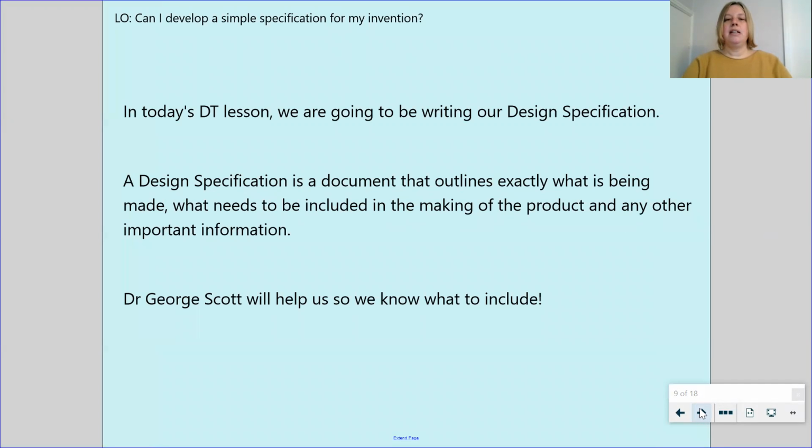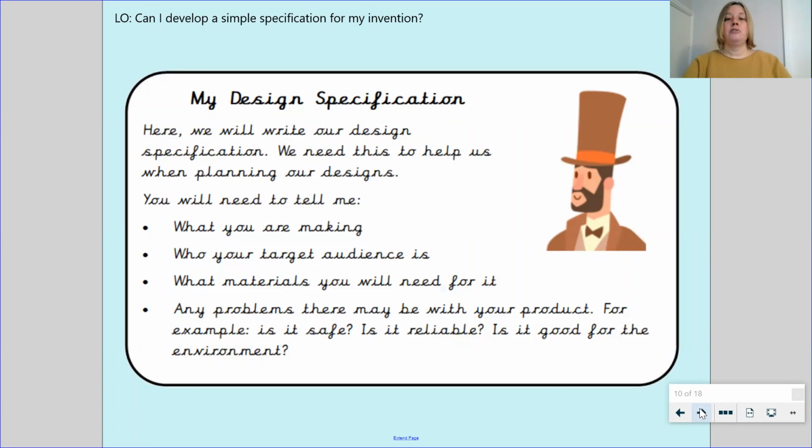In today's DT lesson, we are going to be writing our own design specification. A design specification is a document that outlines exactly what is being made, what needs to be included in the making of the product, and any other important information. Dr. George Scott will help us so that we know what to include. These are the things that Dr. George Scott says that we need to include in our design specification. We need this to help us when planning our designs.